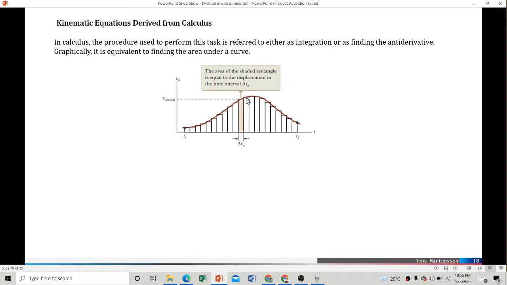Consider that this is our curve that is describing the motion of the particle. Mathematically, the velocity equals the derivative of the position with respect to time. It is also possible to find the position of a particle if its velocity is known as a function of time. In calculus, the procedure used to perform this task is integration.